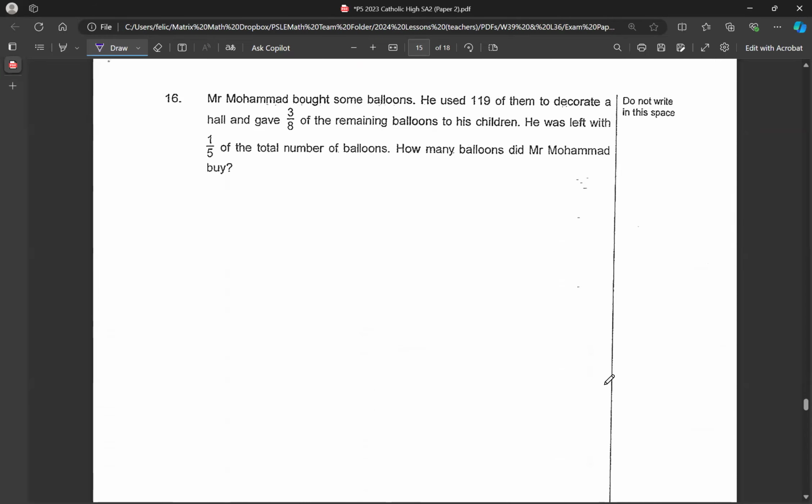Question 16. Mr. Mohammed bought some balloons. He used 119 of them to decorate a hall and gave 38 of the remaining balloons to his children. He was left with 1/5 of the total. How many balloons did he buy?